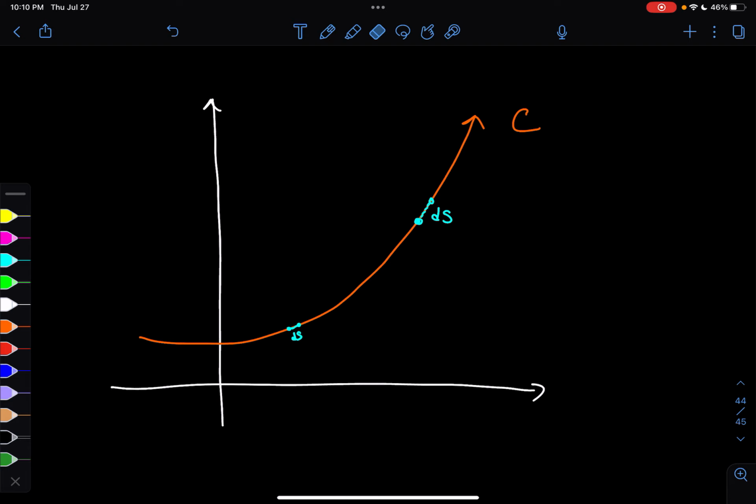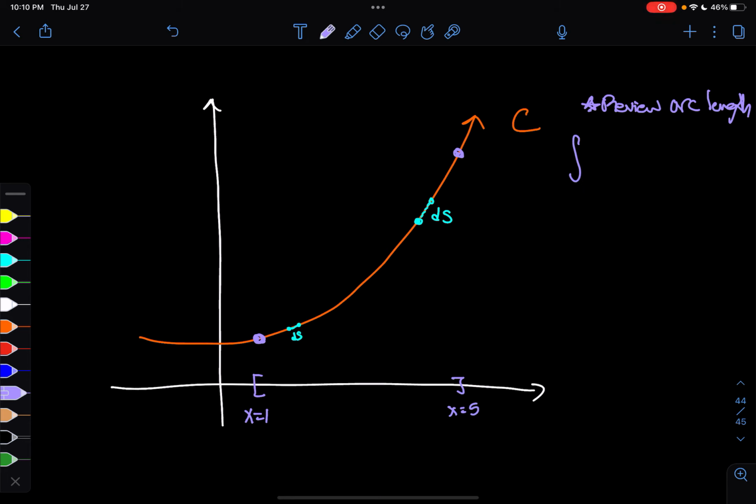This is maybe something to review: review how to do arc length. Back in Calculus 2, when you were asked to find the arc length from x equals 1 to x equals 5, the way you do this is you add up a bunch of really, really tiny arc lengths. And we said that those tiny arc lengths were just ds.